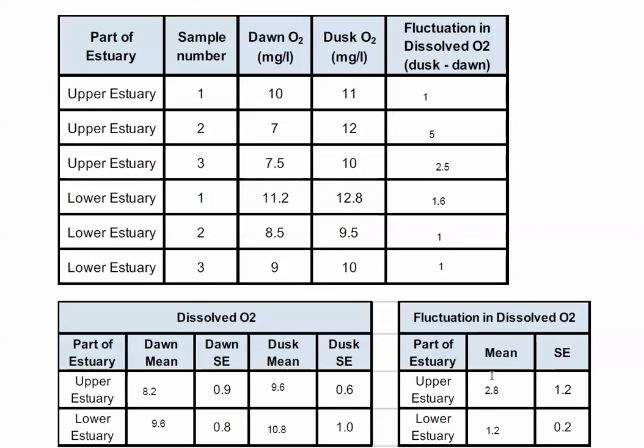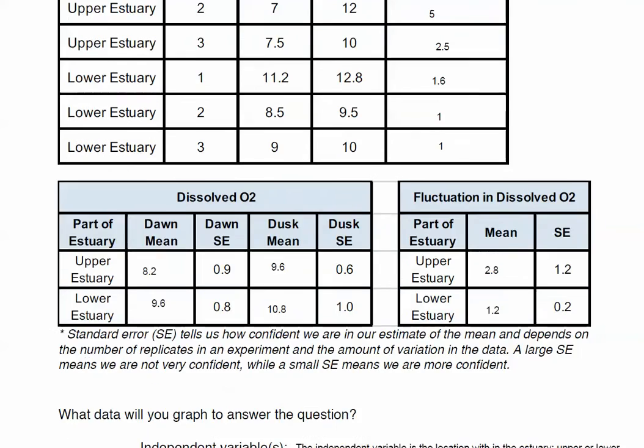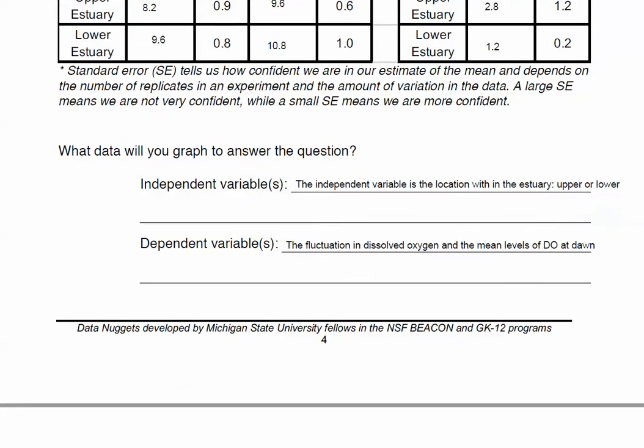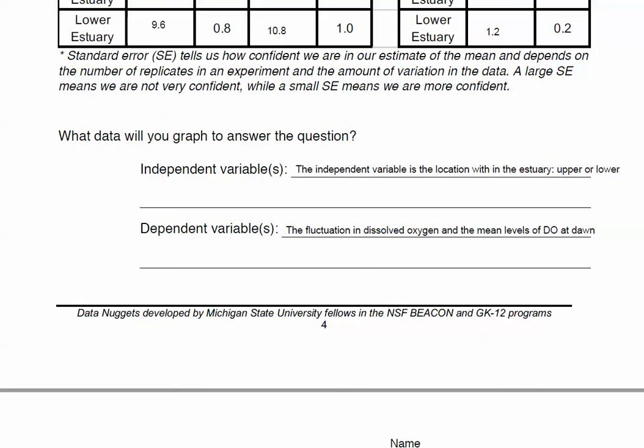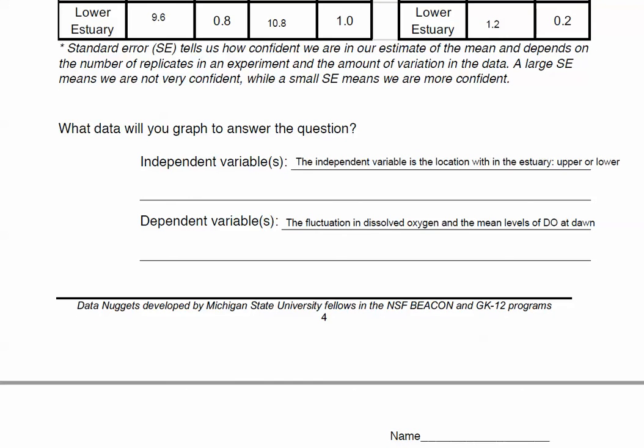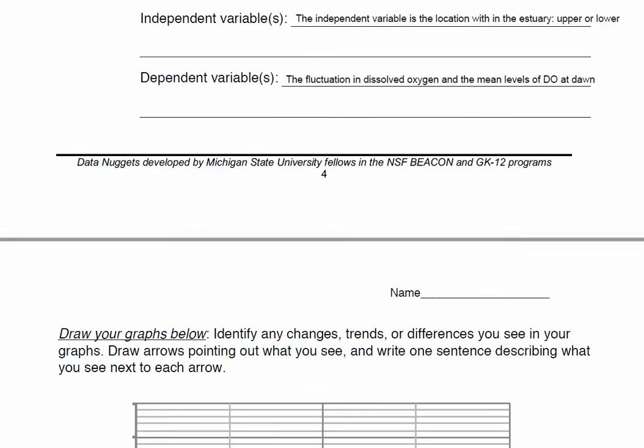Over here, this was the mean fluctuation. So for the upper estuary, it would be an average of these three numbers. For the lower estuary, it was an average of these three numbers. On the next page, we graphed the data, but here we were asked to describe the independent and dependent variables. The independent variable here is going to be the location that was sampled, either the upper or the lower estuary. The dependent variable is going to be one of these data points around dissolved oxygen, whether it's the dawn dissolved oxygen, the dusk, or the fluctuation.